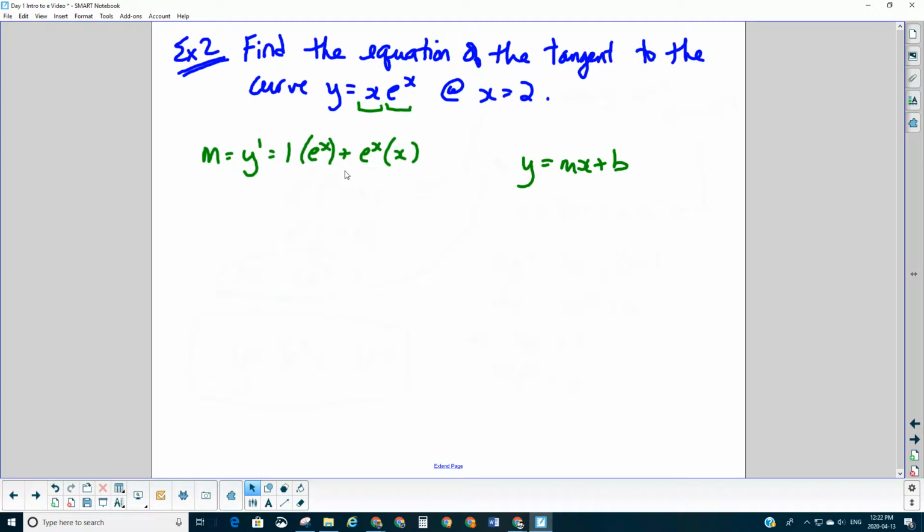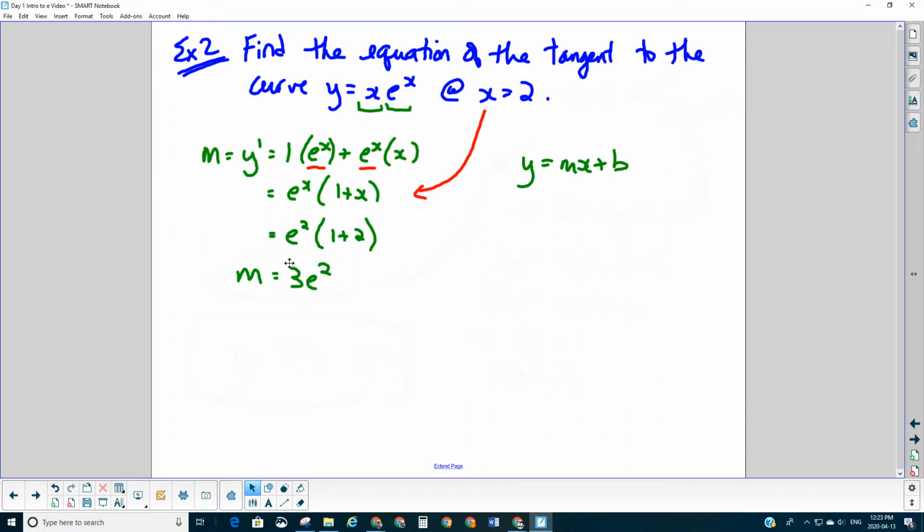I'm going to get into my habit of taking the common factor out. I see e to the x as a common factor in both, so that's going to come out, and I'll be left with 1 plus x. So this is the derivative, the equation of all the slopes of tangents. But I only want the specific slope of the tangent when x equals 2, so I'm going to plug 2 into my function. e to the x becomes e to the 2, and 1 plus x becomes 1 plus 2, which is 3, so this is 3e squared. So the slope is the number 3e squared.